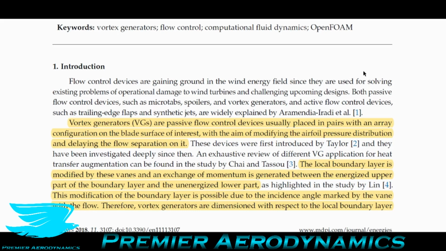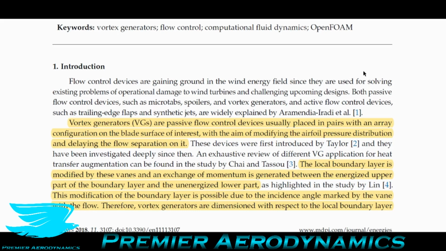So here they say vortex generators are passive flow control devices usually placed in pairs with an array configuration on the blade surface of interest. And the aim of it is to modify the airfoil pressure distribution and delay flow separation, as I mentioned earlier. Let's just quickly cover passive flow control devices. What that means is you don't really have any feedback. The strict definition is you can't change their shape and there's no feedback. So they're just objects that you place on something and that's how they stay forever.